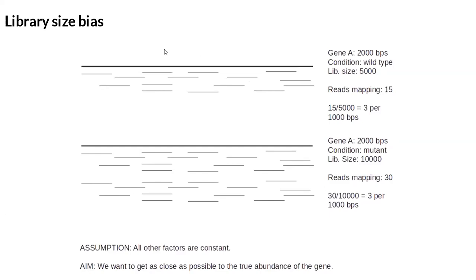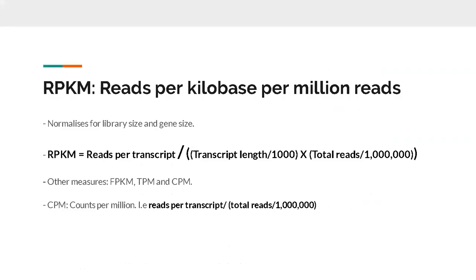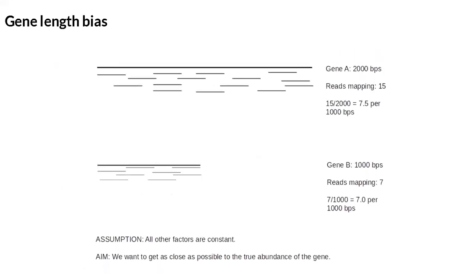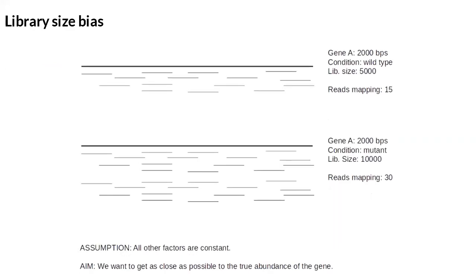So when you normalize for the library size, what you end up seeing is that there are 3 reads per 1,000 base pairs in wild type and in mutant both. Therefore, there is no real difference in the expression of gene A in both the conditions. So people came up with this scaling method by including the library size and the gene length bias.